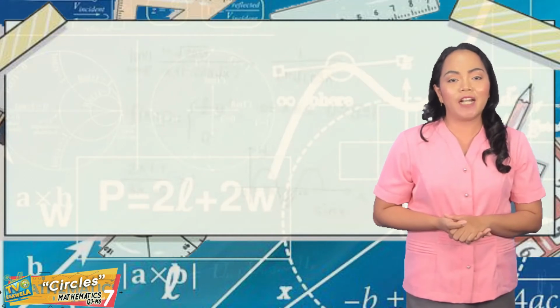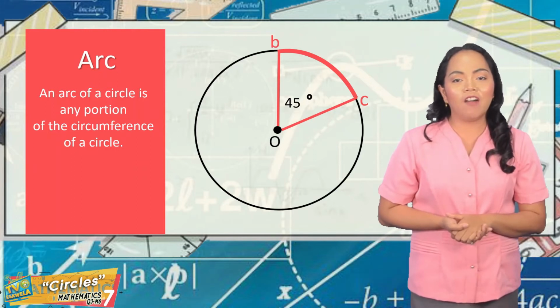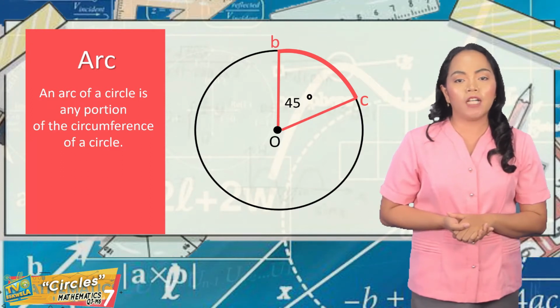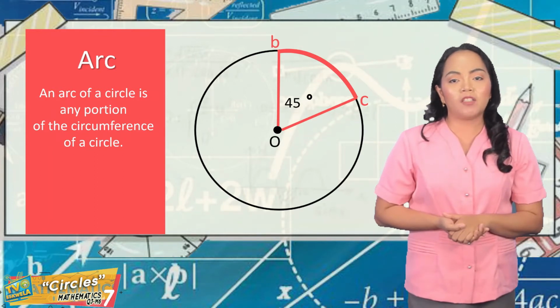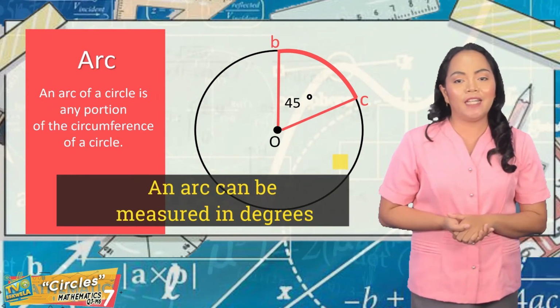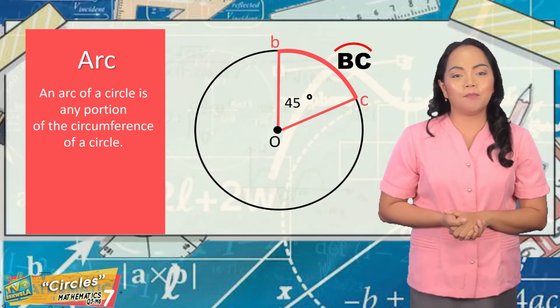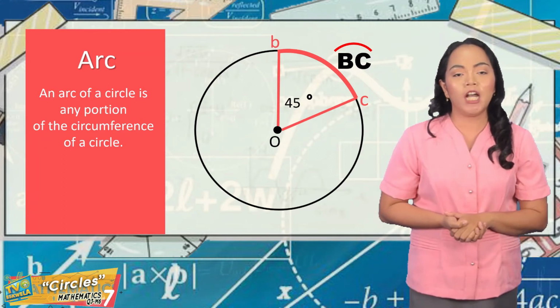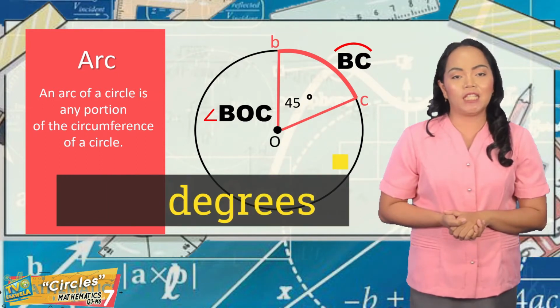Next part of a circle is arc. An arc of a circle is any portion of the circumference of a circle. In the diagram, the part of the circle from B to C forms an arc. An arc can be measured in degrees. In the circle above, arc BC is equal to the measure of angle BOC, that is 45 degrees.